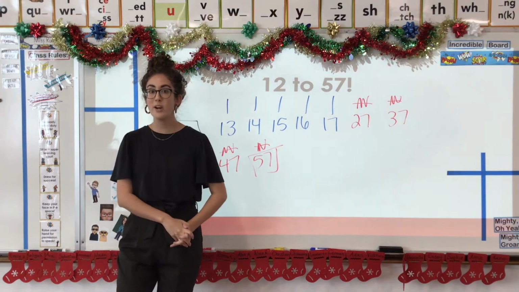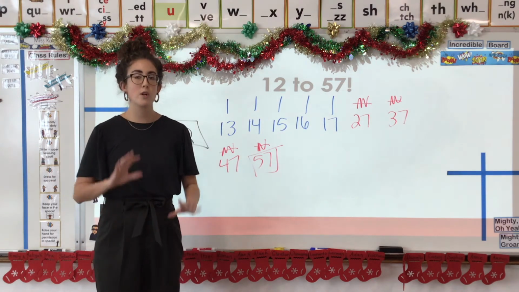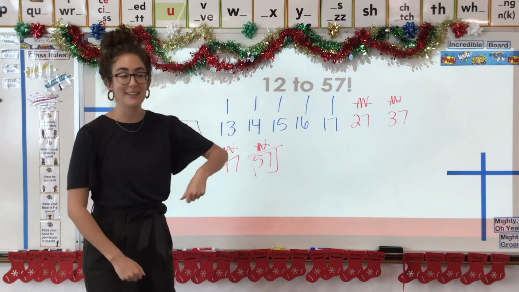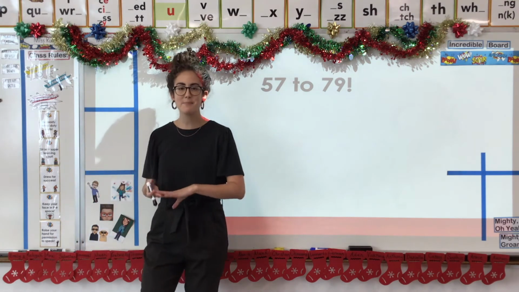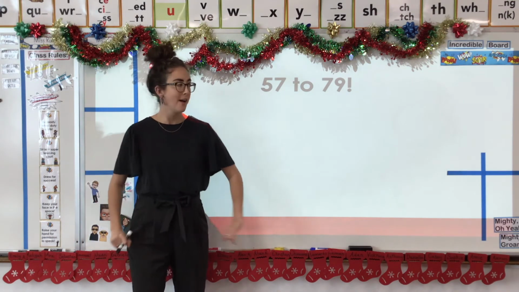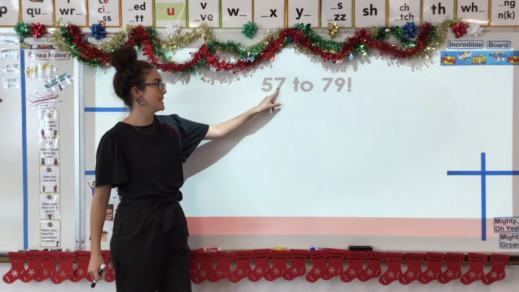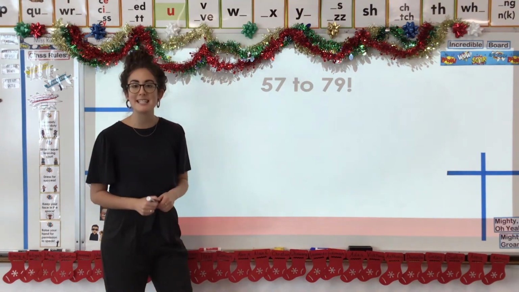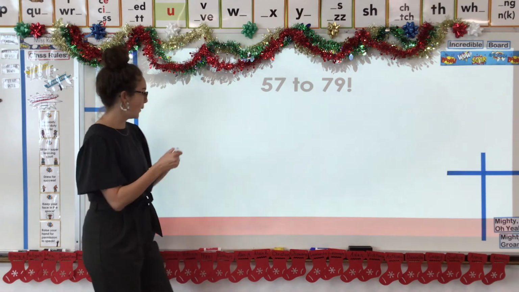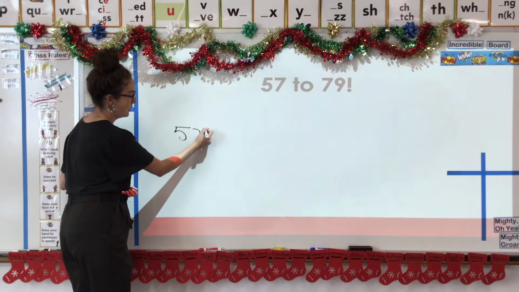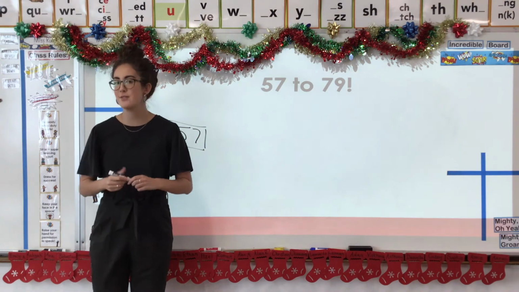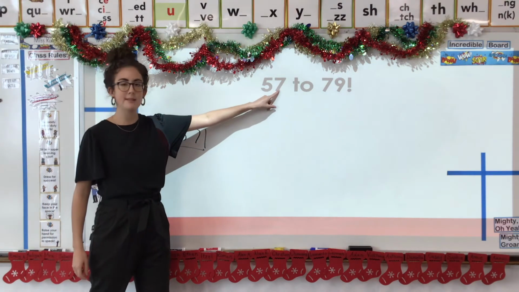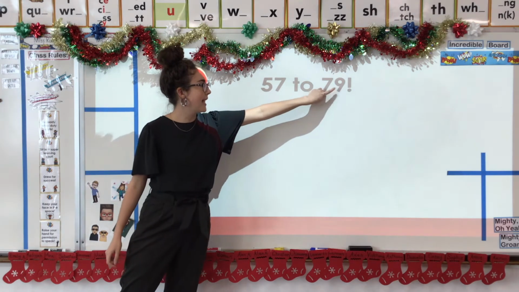So Super Scholars, we're now going to switch our task and work with 2 different numbers. Let's reset and get ready for a new challenge. Okay, awesome people, here is our next task. We need to count between 57 to 79. So 57 is now going to be our starting point. Let's go ahead and write that down. We are now starting at 57. So we're trying to get from 5 tens, 7 ones, to 7 tens, 9 ones.